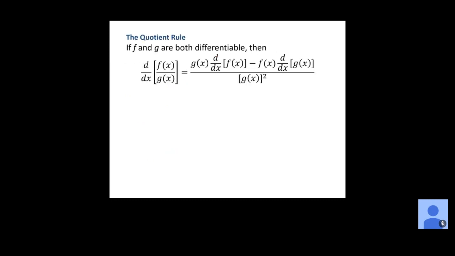All right. Quotient rule. Now if we have the quotient of two functions, f of x over g of x, and as long as both are differentiable here, then we can use this formula. We have g of x times the derivative of f of x minus f of x times the derivative of g of x, and all of that goes over g of x squared. Or again, if you want to simplify it, this is g f prime minus f g prime all over g squared. So that is our formula now for quotient rule.